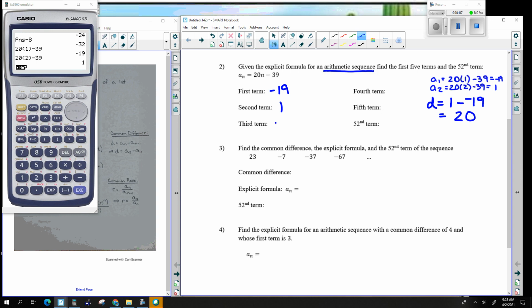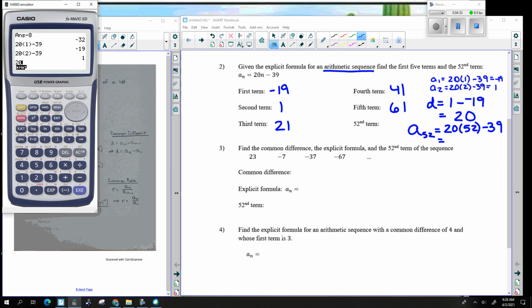So from here, it's pretty easy. This is 21, 41, 61. If I add 20, 20, 20, 20. Right? And now the 52nd term, I go back to the original explicit formula, and I make the n 52. That gives $1,001.